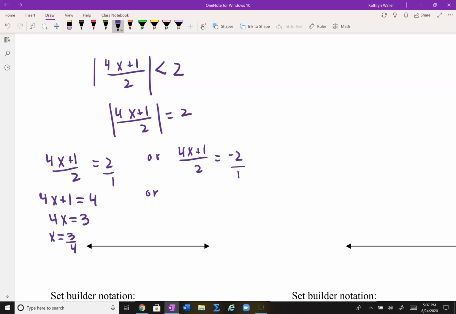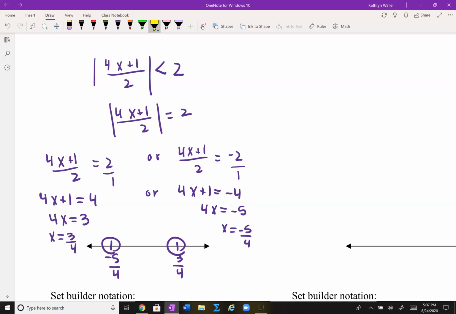Then I do this one. Keep that negative with the 2. 4x plus 1 times 1 is 4x plus 1. 2 times -2 is a -4. Pull your 1 over. 4x equals -5. Divide, x equals -5/4. So the negative goes over there, the positive goes over there. I have no equal sign, so they're open.